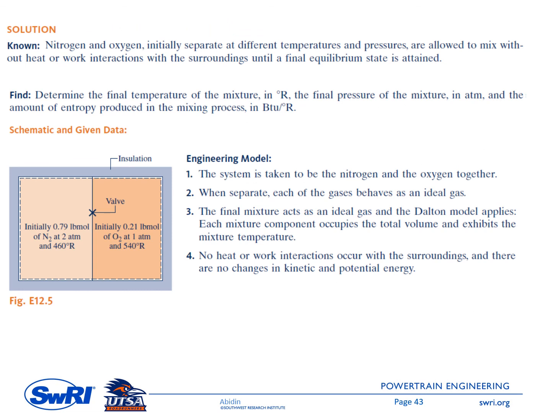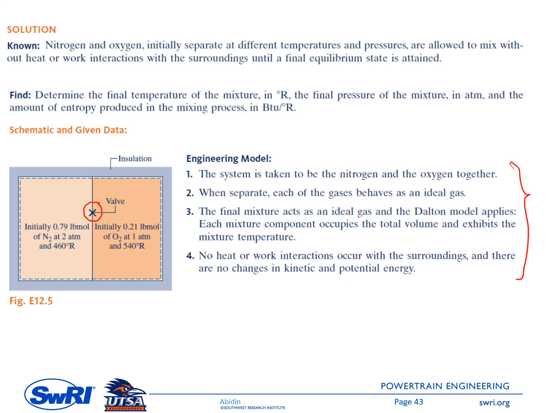So the schematic of the system is on the left side. We have two tanks connected by a valve here. These two tanks are allowed to mix without heat or work interaction with the surroundings until a final equilibrium state is attained. The question is the final temperature of the mixture, the final pressure, and then the amount of entropy production in the mixing process.